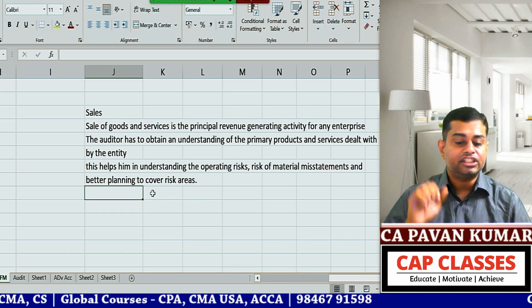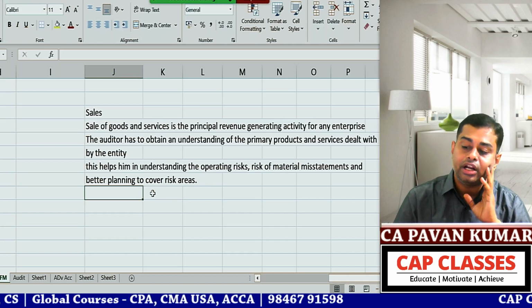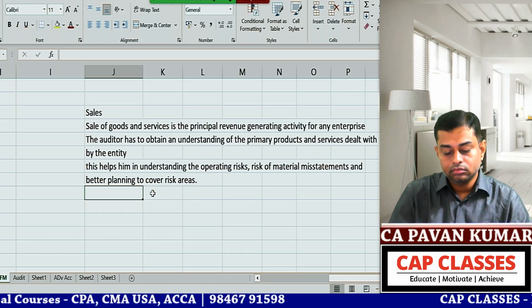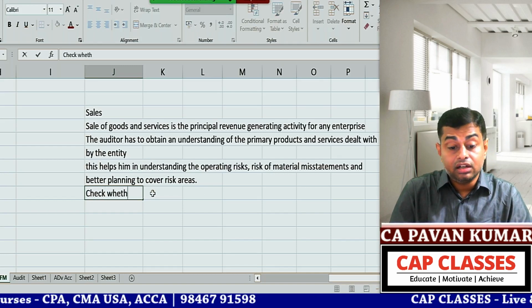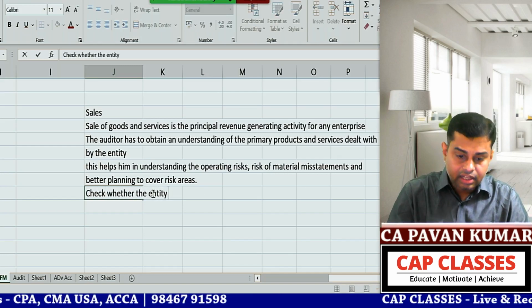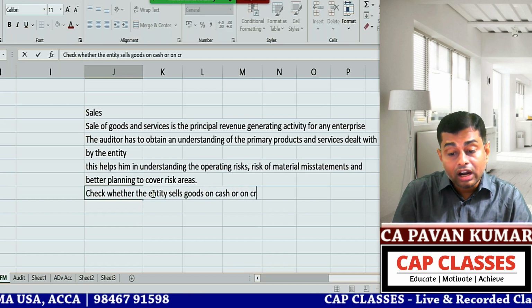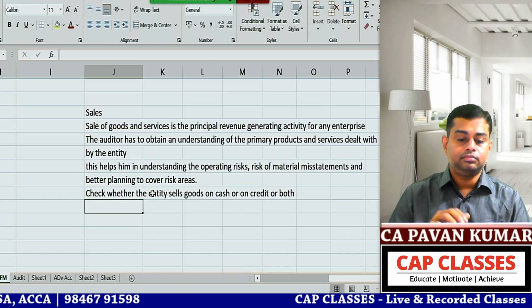So this is the first one. Now tell me the second point. Check the sales register. Check whether the entity sells goods on cash or on credit or both.